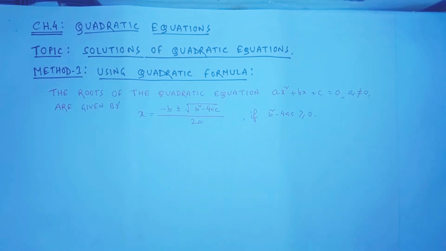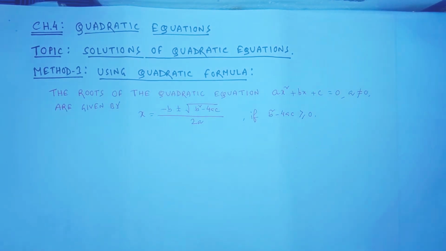Good morning, children. This is chapter 4, quadratic equations, and we are learning the topic solutions of quadratic equations. We have done method 1 for solving a quadratic equation, the factorization method. As I mentioned yesterday, the second method, completing the square, has been excluded from our syllabus. So we'll be doing method 3, using the quadratic formula.